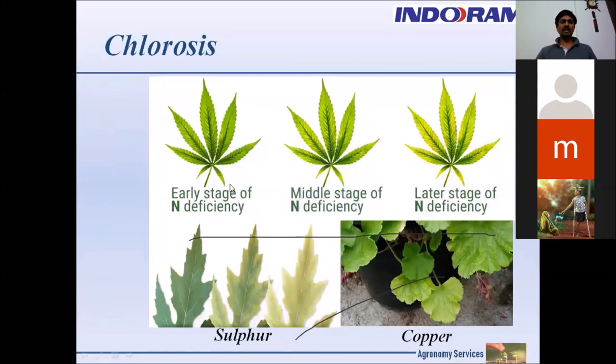So if we see, this is nitrogen deficiency initially, this is the middle stage, and the later stage is going to be like this. You can see this is the V shape kind of a thing. This is sulfur. You can see the pale green color of interveinal areas, and this is copper deficiency.